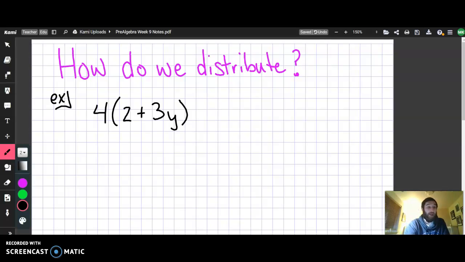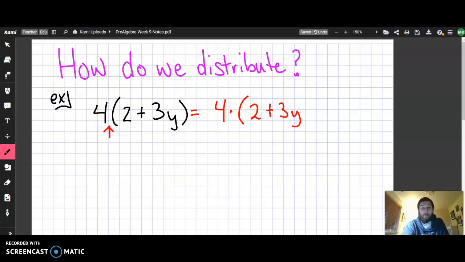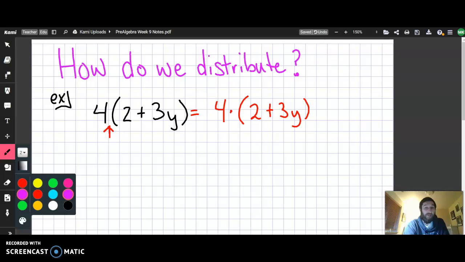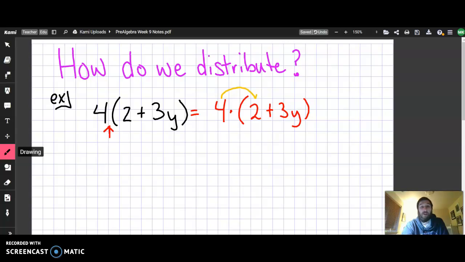And so, like we talked about last week, this 4 is multiplying not because of the parentheses, but because of a lack of a symbol here between the 4 and the parenthesis. So what we have written here is the same thing as saying 4 times parenthesis 2 plus 3y. Those two things are the same. And because of the parentheses, that 4 is being multiplied by everything inside the parentheses. It's 4 times the 2 and 4 times the 3y.